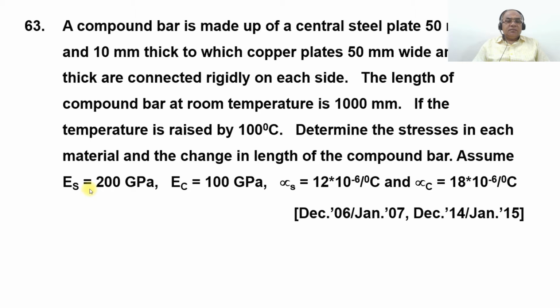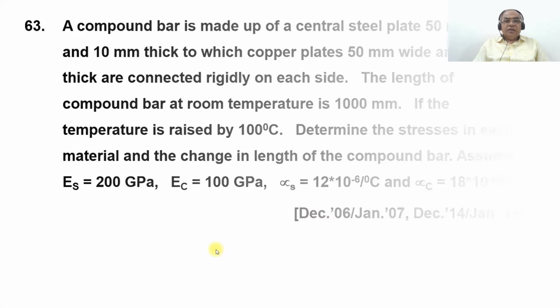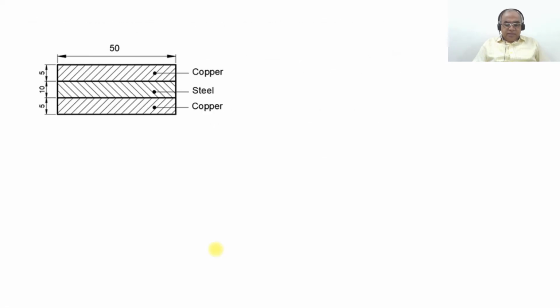Assume E_S equals 200 GPa, E_C equals 100 GPa, alpha S is equal to 12 into 10 to the power of minus 6 per degree centigrade, and alpha C is equal to 18 into 10 to the power of minus 6 per degree centigrade. Now, this is the plate wherein you have a steel plate which is covered by two copper plates, having the area of cross section 50 into 10 for steel and 50 into 5 for copper.